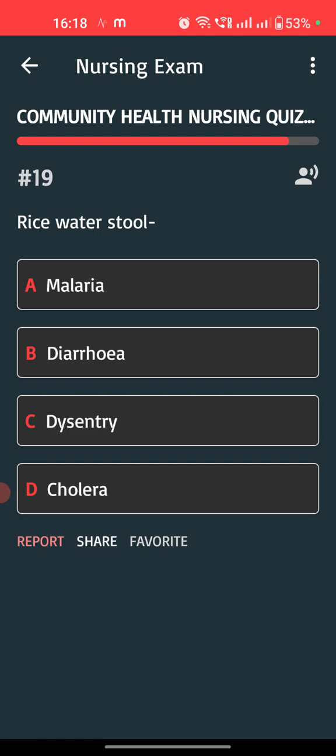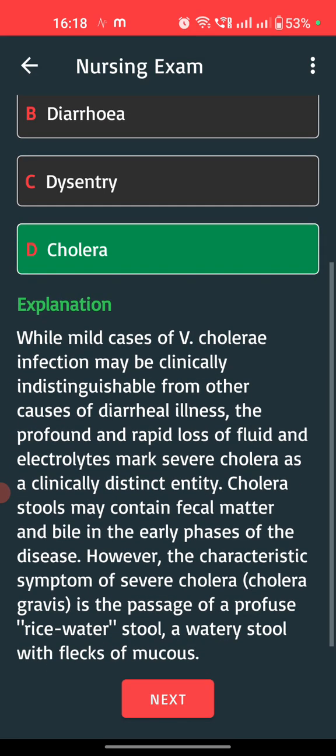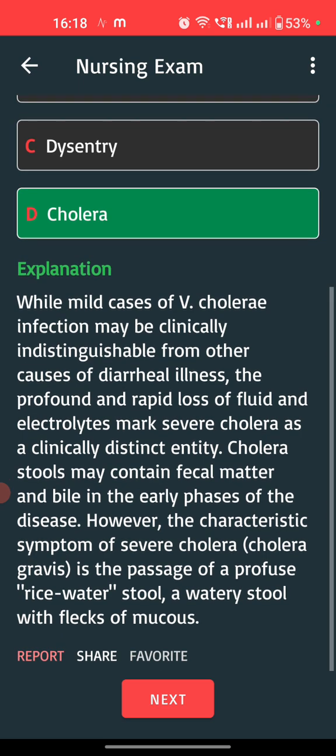Rice water stool is seen in: A. Malaria. B. Diarrhea. C. Dysentery. D. Cholera. Correct answer. While mild cases of V. cholerae infection may be clinically indistinguishable from other causes of diarrheal illness, the profound and rapid loss of fluid and electrolytes marks severe cholera as a clinically distinct entity.